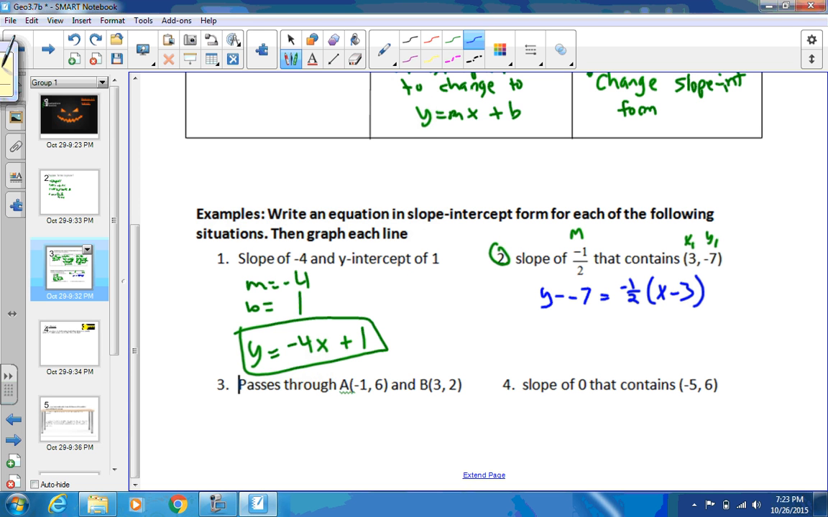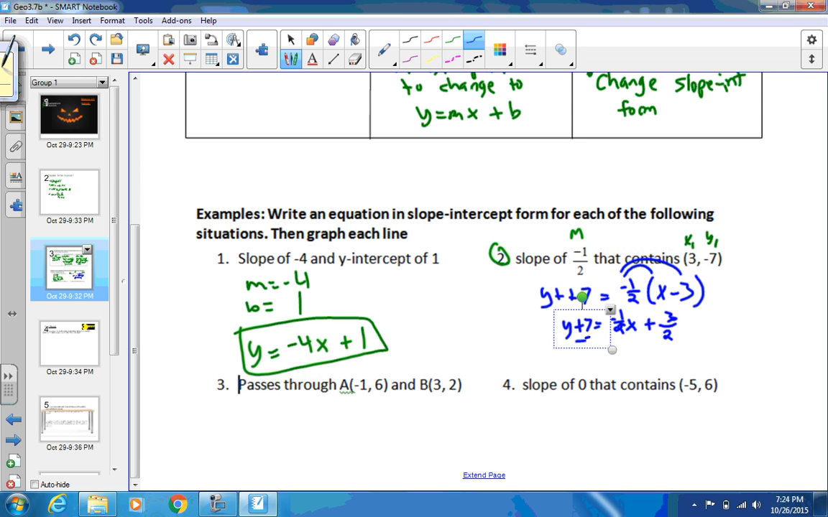Now we just got to change it into slope-intercept form. So we change this to addition because this is plus a positive. We'll do some distributing here. So we'll have y plus 7 equals -1/2 x plus 3 times 1/2, which would be 3/2.